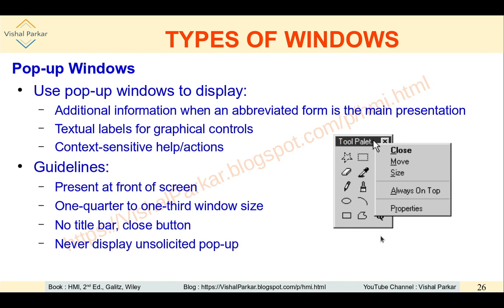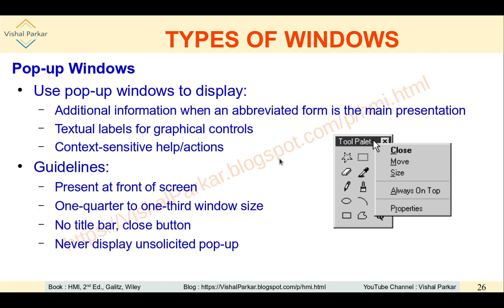Next is pop-up windows. They are to be used to present additional information when an abbreviated form is the main presentation. You have one action which is presented in an abbreviated form, and the tooltip may be there, which is describing further what is given there. Textual label for graphical controls: if you simply hover on those icons or graphical controls, it will elaborate what that operation is. Context sensitive help or actions.